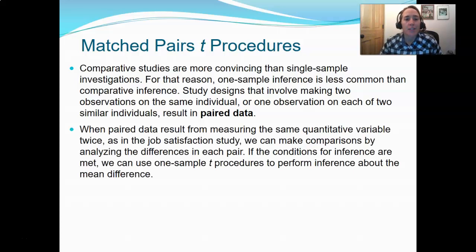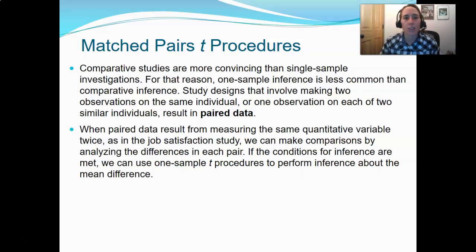When paired data result from measuring the same quantitative variable twice, as in the job satisfaction study, we can make comparisons by analyzing the differences in each pair. If the conditions for inference are met, we can use the one sample T procedures to perform inference about the mean difference. So let's go back to the job satisfaction idea.